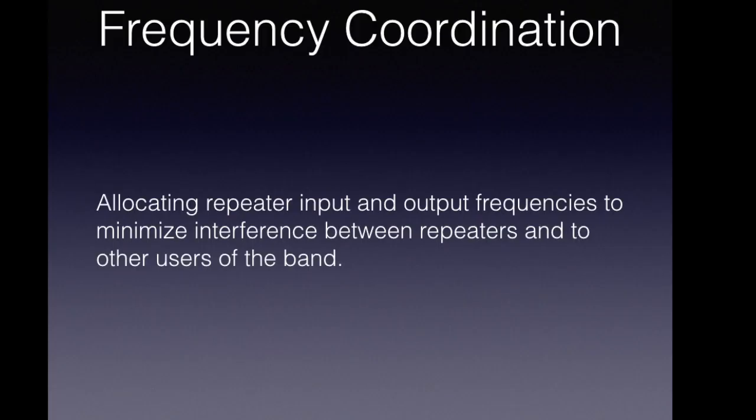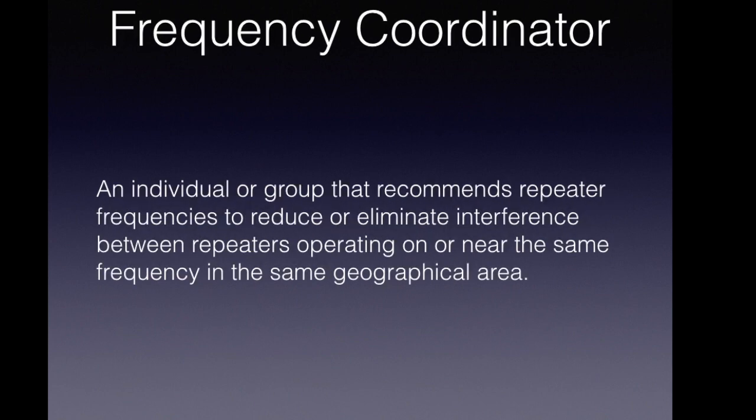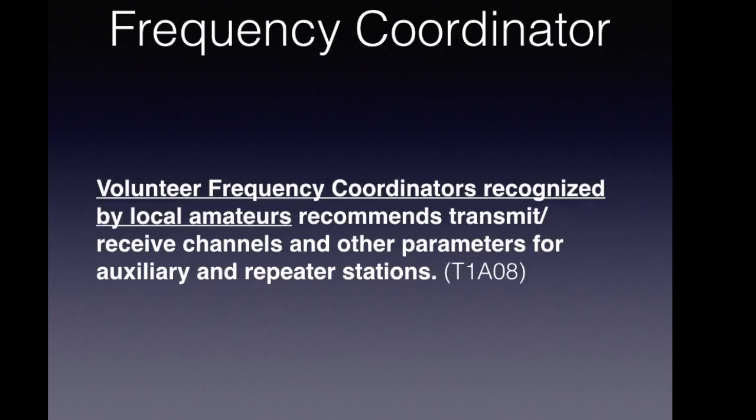So frequency coordination is just simply allocating repeater input and output frequencies to minimize the interference between repeaters that are in close proximity to each other, physically. So a frequency coordinator is just an individual or a group of people that recommends the repeater frequencies to reduce or eliminate interference. So you don't want repeaters in the same geographical area to interfere with each other.